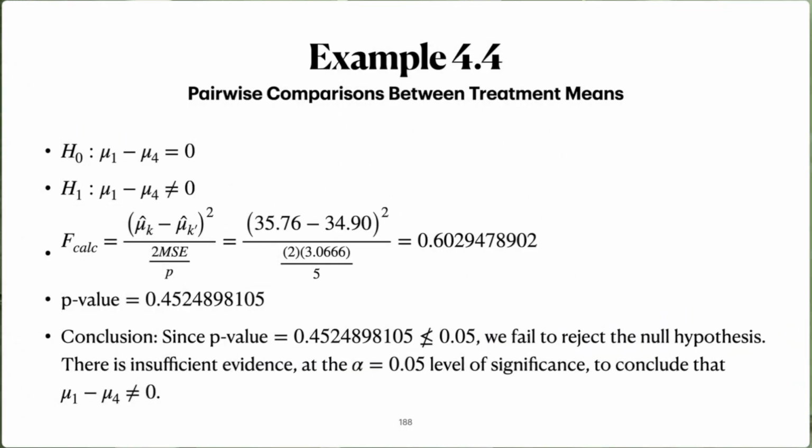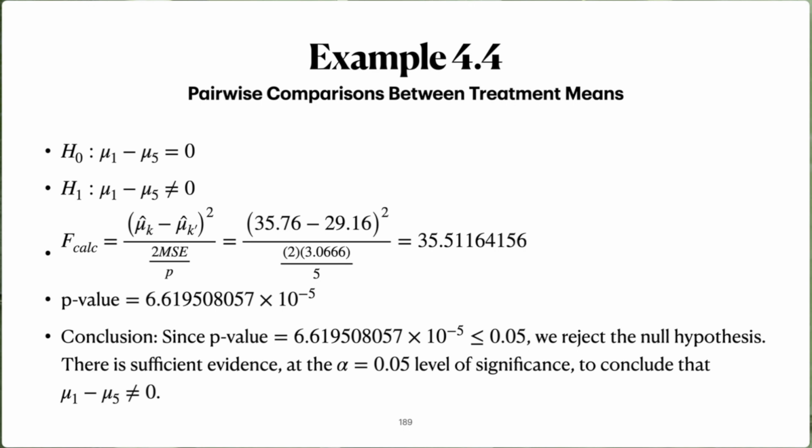Next, we test the null hypothesis that mu1 minus mu4 is equal to 0 against the alternative that the difference is different than 0. The test statistic F calc is again quite small, 0.6029 rounded to 4 decimal places. The p-value for this test is 0.4524898. Again, that's quite large. It's not less than or equal to 0.05, and so we would fail to reject the null hypothesis. And so again, there is insufficient evidence at the 0.05 level of significance to conclude that the difference between mu1 and mu4 is different than 0.